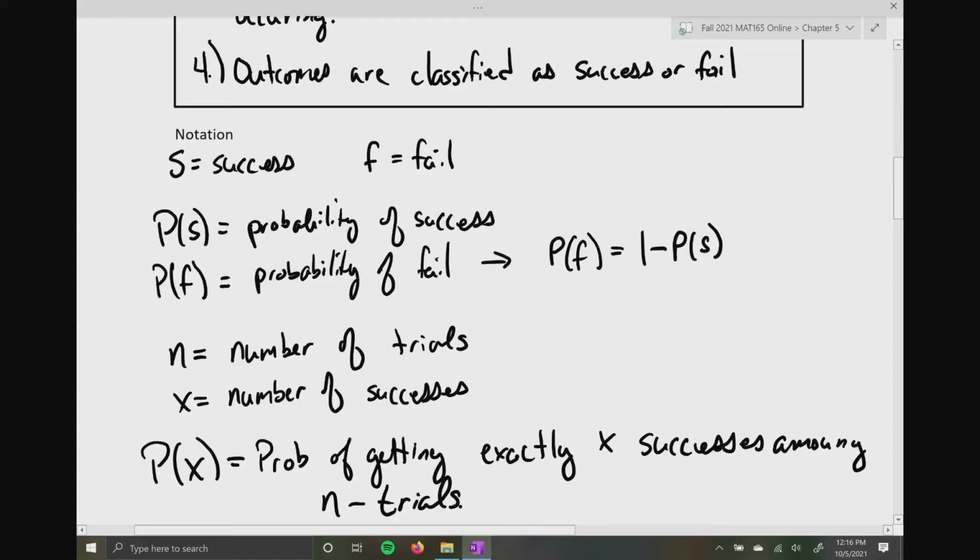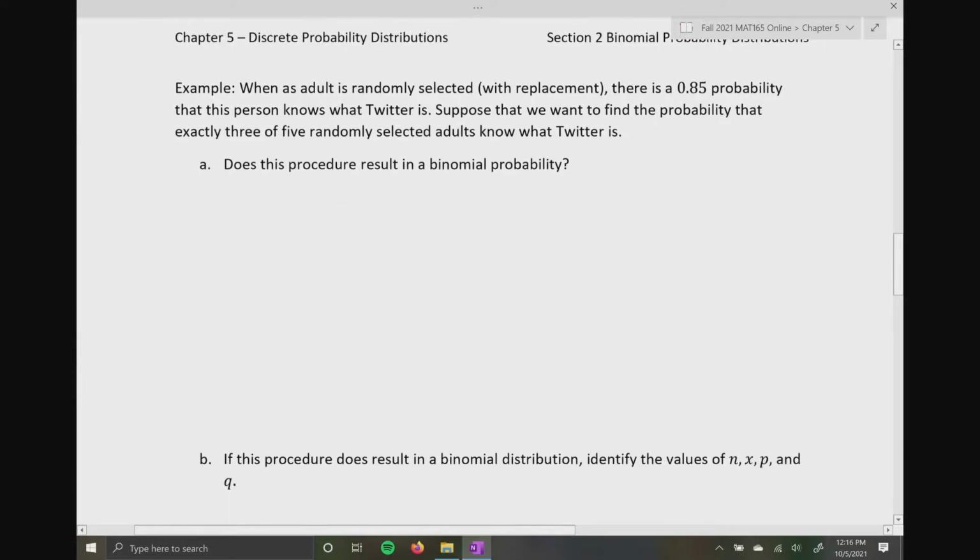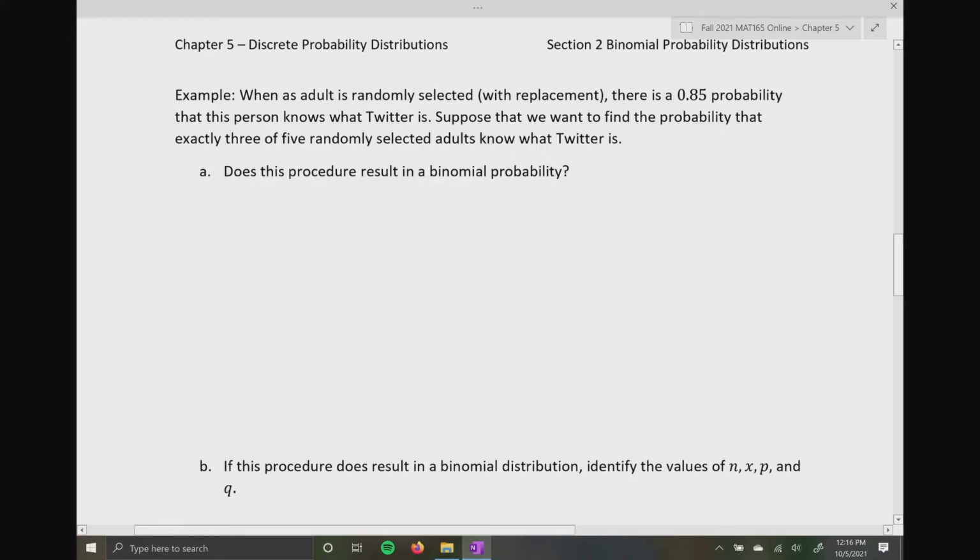Okay, so we're going to look at a pretty easy example here. So when an adult is randomly selected, that's a typo. This is supposed to be when an adult is randomly selected with replacement, there is a 0.85 probability that that person knows what Twitter is. Suppose that we want to find the probability that exactly 3 of the 5 randomly selected adults know what Twitter is. Part A, does this procedure result in a binomial probability?